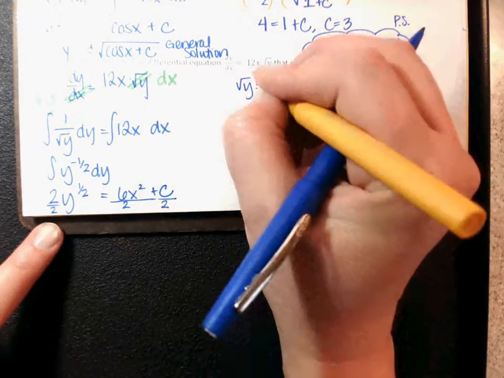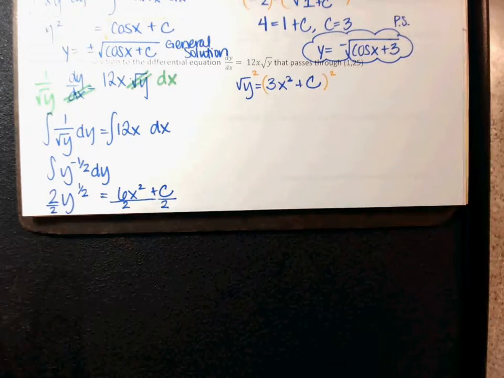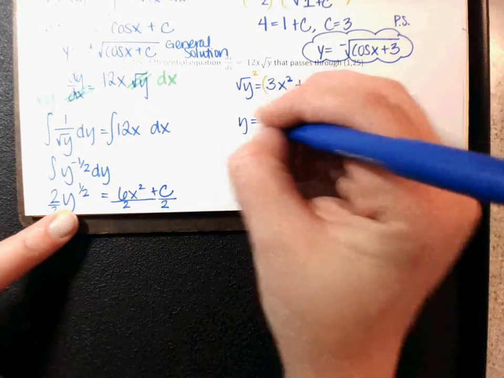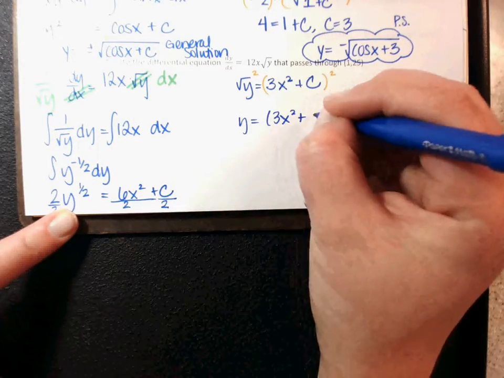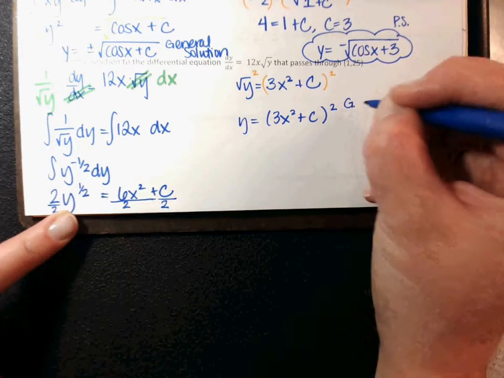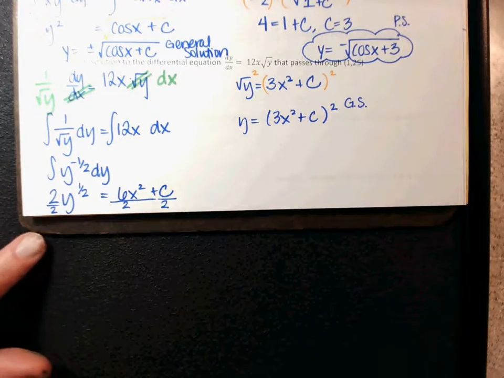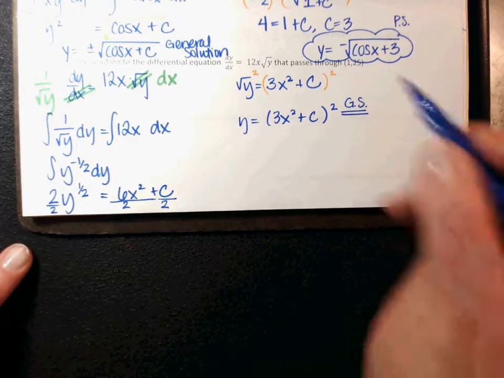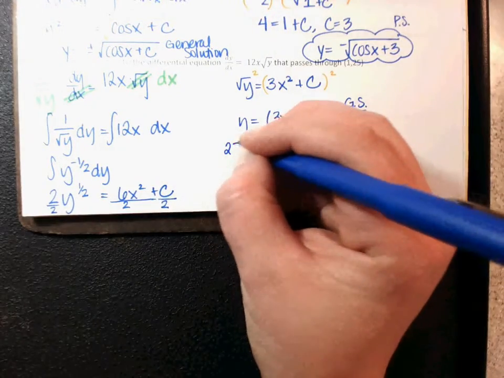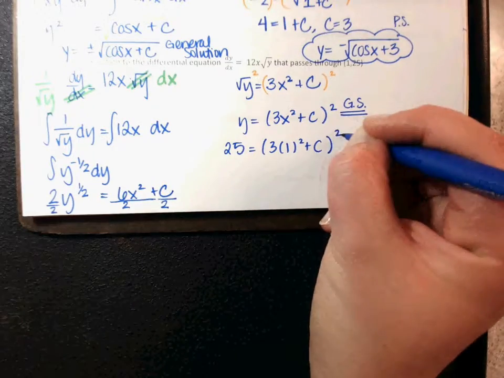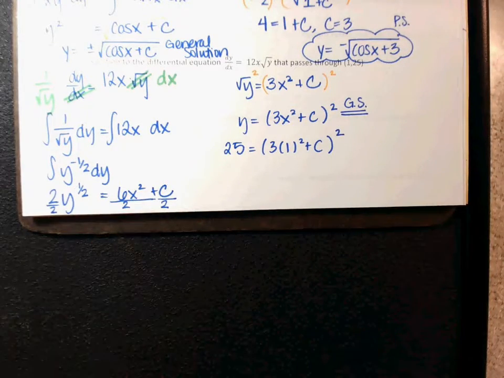Square and square. So I have y equals 3x squared plus c squared. This is the general solution. We need to find the particular solution by finding our c. So 25 is the answer when I plug in 1. Then from there, 3 times 1 squared is just 3, so really that's a 3 plus c.